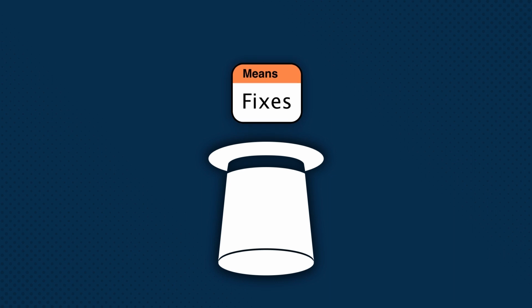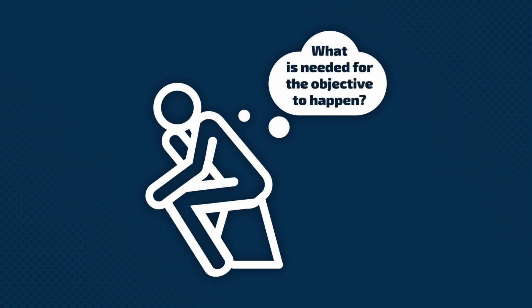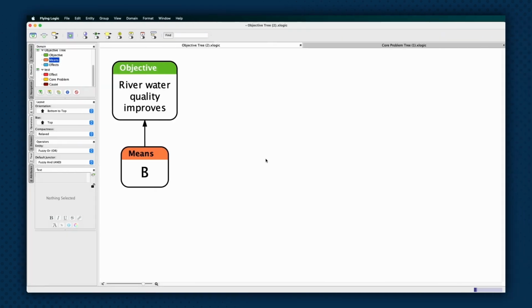If you aren't working from a core problem tree, you'll need to create new entities altogether. You can ask yourself and other stakeholders what is needed for the objective to happen. Researching the objective and what issues are currently preventing it from being the status quo can be helpful in finding means. Means are added as predecessors to the objective.